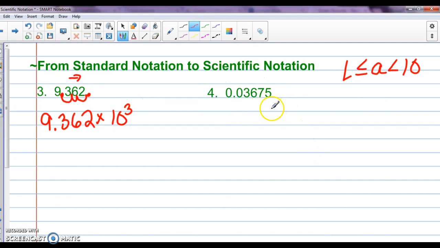Looking at this one, where could my decimal start? It would not start in front of the 3, but behind the 3. Because again, a has to be greater than or equal to 1, but less than 10. So therefore, it would be 3.675. Again, times 10 to the value of some exponent. So if it began behind the 3, where did it end? Right there. That means I'd be going to the left. 1, 2 spots, and therefore my exponent would be 10 to the negative 2 power.